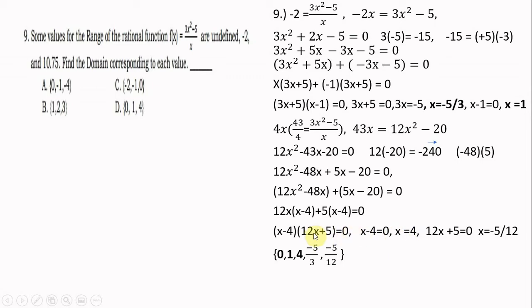Equate also this one to 0: 12x plus 5 equal to 0. So x is equal to, transposing 5 to the right side, it becomes negative 5 divided by 12, that's negative 5 over 12.